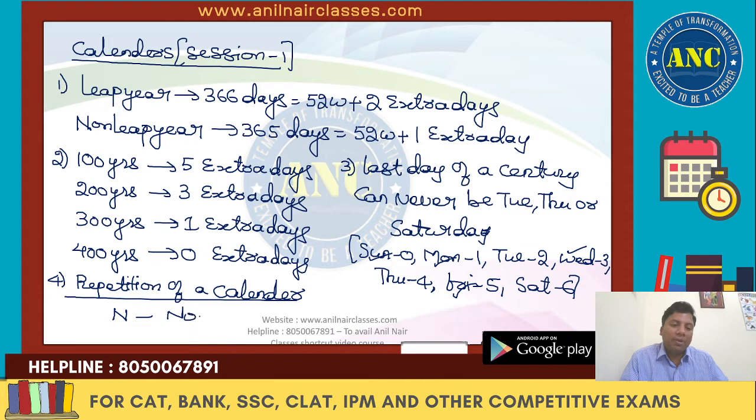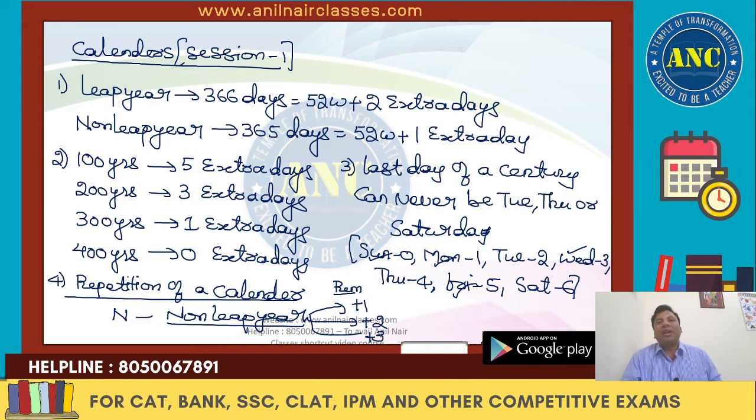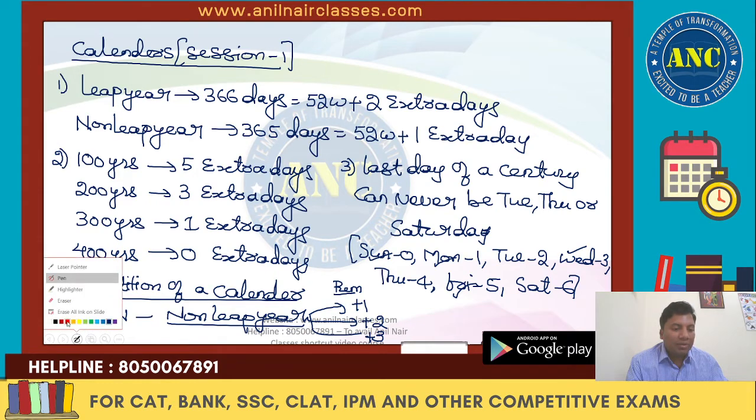In a non-leap year, what do you mean by a non-leap year? A non-leap year is a year which is never divisible by 4. If it is never divisible by 4, it gives a remainder 1, remainder 2, or remainder 3. When you divide a number by 4, remainder 0 means it is perfectly divisible. So if it is not divisible by 4, it gives a remainder 1, 2 or 3.